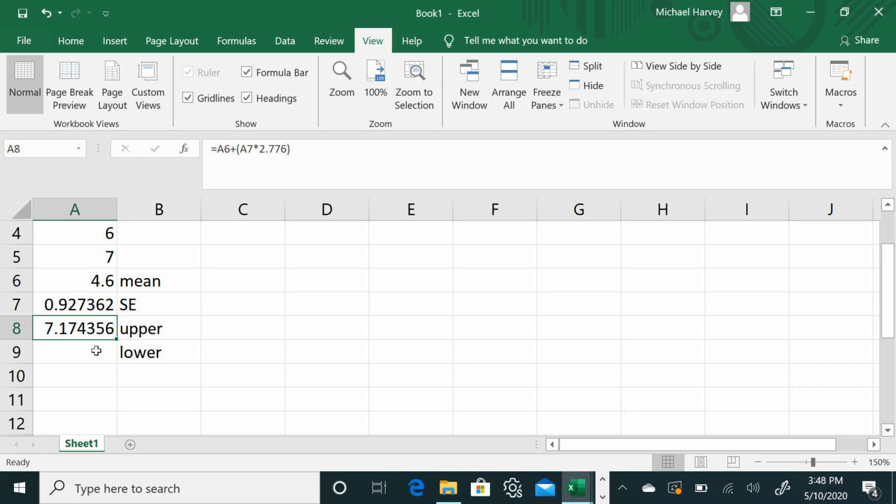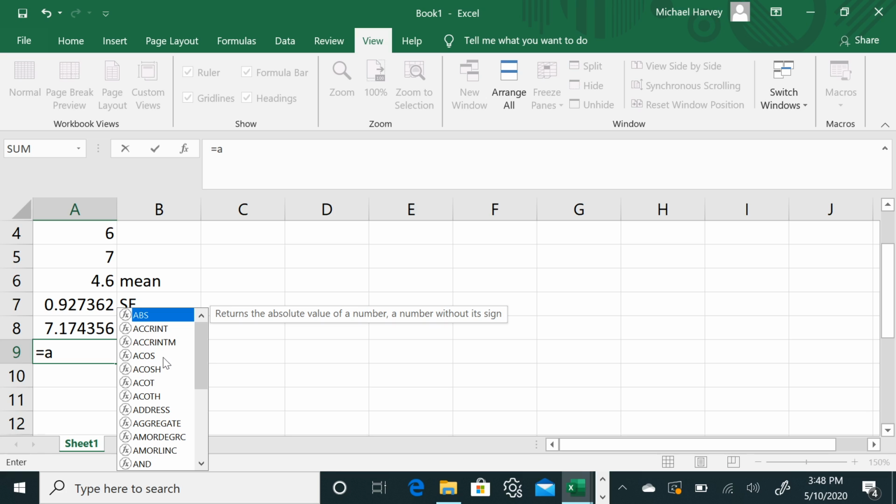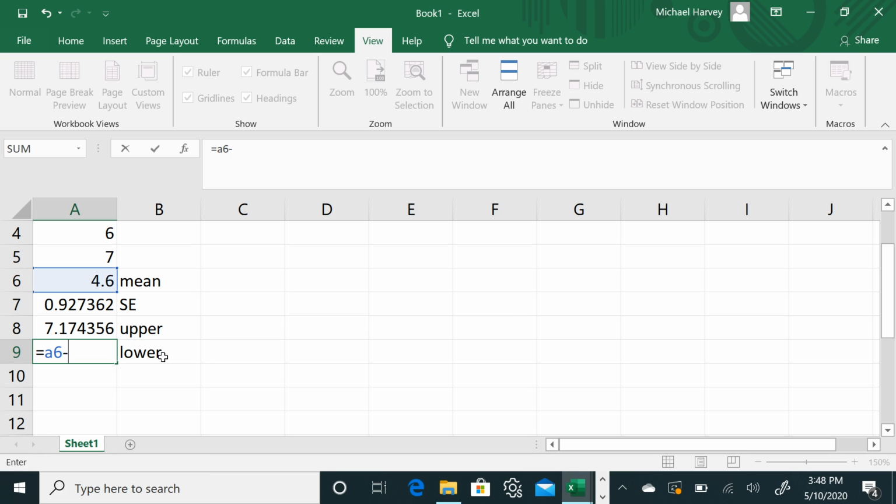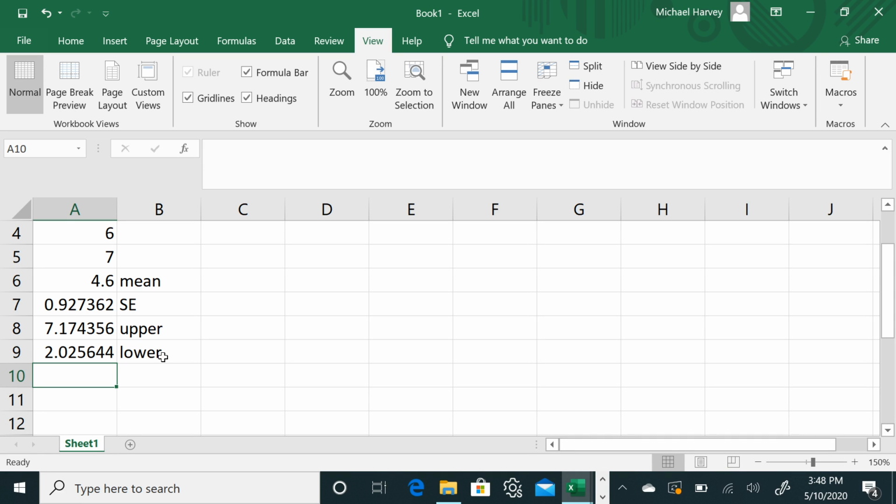Now, to get the lower value, we're going to subtract that. It's probably going to be hard to do that way, so let's just do it this way. A6 minus A7 times my critical value. All right, there's the lower value.